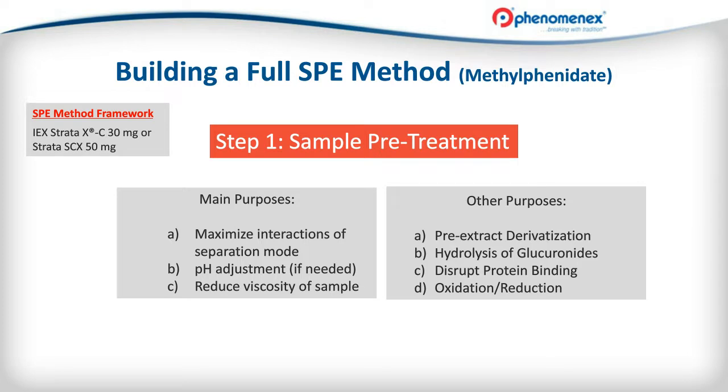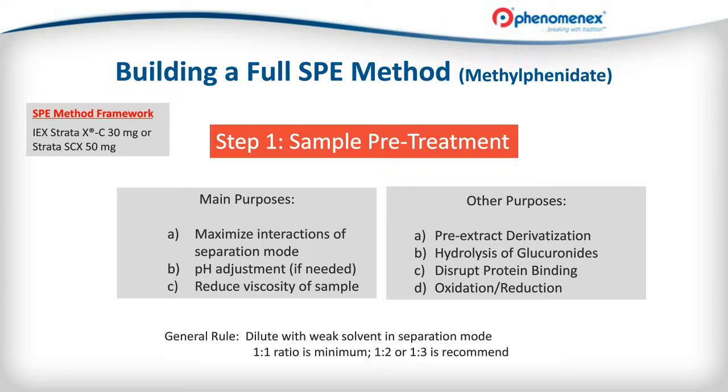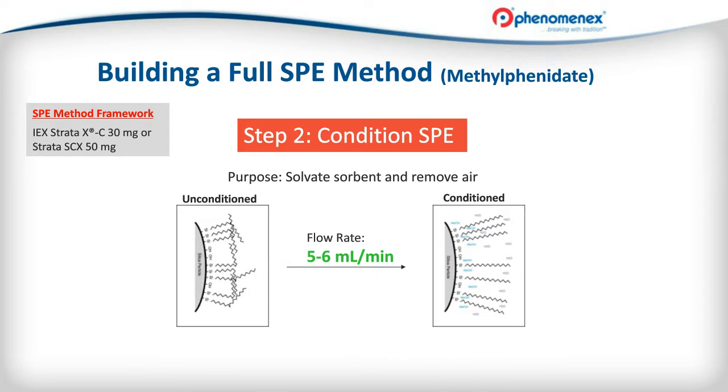Okay, so the first step is going to be conditioning. So this is particularly critical for silica-based resins. Flow rate isn't particularly important, but we want to make sure that we are properly orienting the ligands of interest. So especially for silica-based reverse phases like C18, we want to make sure that we're conditioning with some type of organic solvent, whether it's methanol, acetonitrile, IPA.